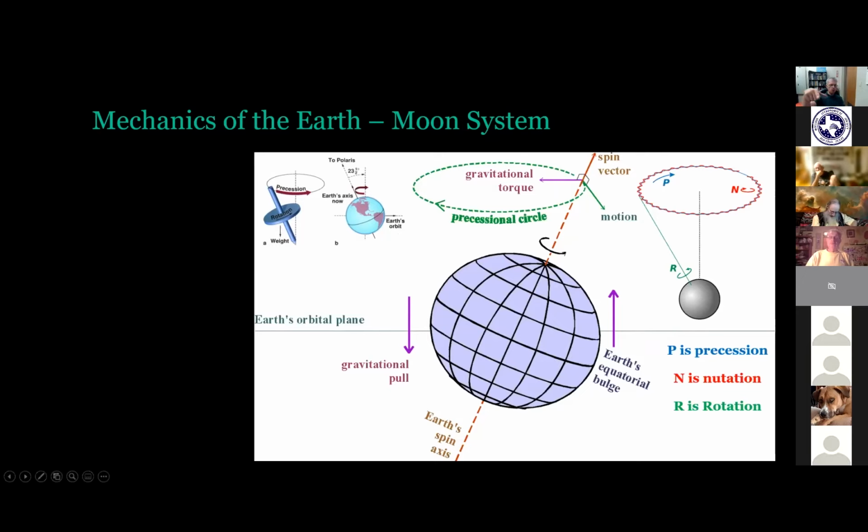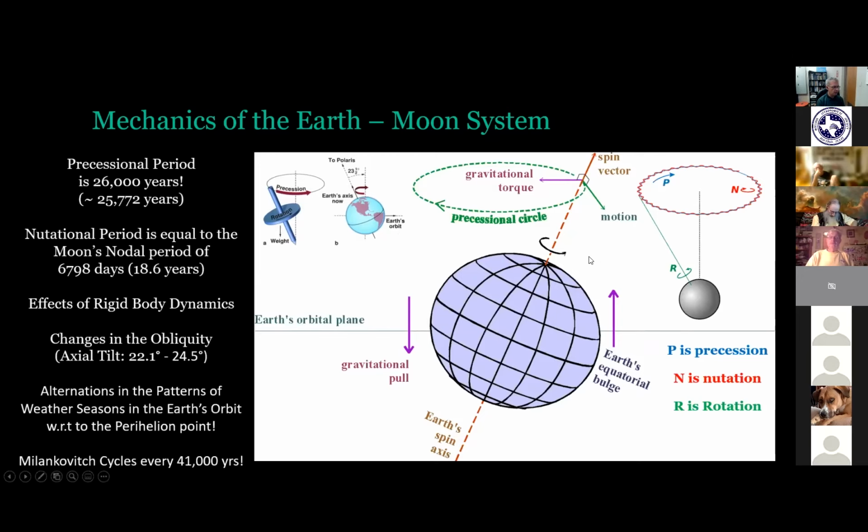Because the moon's orbit is tilting up and down, the moon's axial tilt will change. And that will change what we call the obliquity, which is changing the axial tilt of the Earth itself. This is the precise date for the precessional period. There's the nodal period. This is the change in the axial tilt. So it can be as shallow as 22 degrees. It can be as steep as 24.5 degrees.